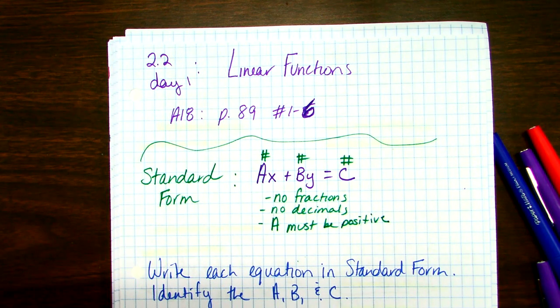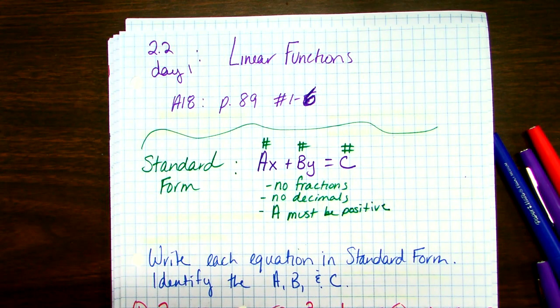And really, what we're doing today is you're given an equation in a different form, and you just have to rearrange it and make it look like that. Okay? So that's really all you're doing. You're moving things across the equal sign, sometimes getting rid of fractions, sometimes getting rid of decimals. Easy, though. And then making sure the first term is positive.